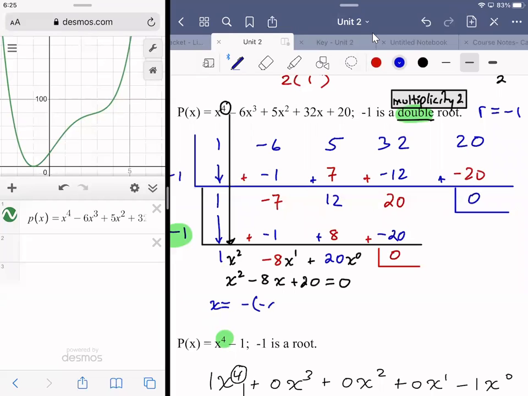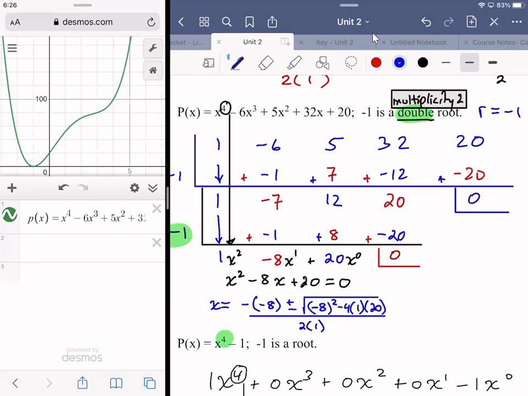So -8 plus or minus the square root of b squared, so -8 squared minus 4 times 1 times 20, all over 2a, so all over 2 times 1. All right, so just popping right into the quadratic formula and then simplify.